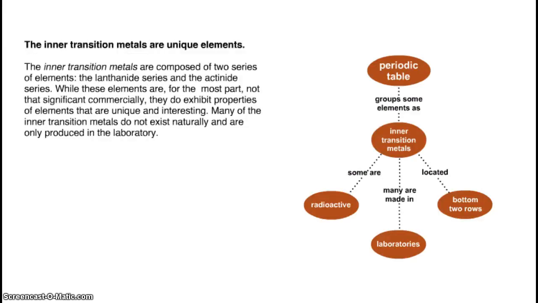The inner transition metals are unique elements. The inner transition metals are composed of 2 series of elements, the lanthanide series and the actinide series. While these elements are, for the most part, not that significant commercially, they do exhibit properties of elements that are unique and interesting. Many of the inner transition metals do not exist naturally and are only produced in the laboratory. The periodic table groups some of the elements as inner transition metals. Some are radioactive. Many are made in the laboratory. They're located on the bottom 2 rows of the periodic table.